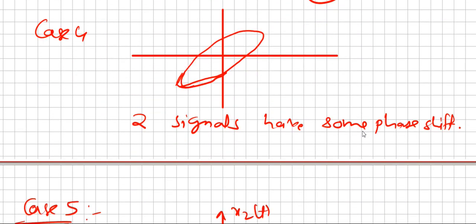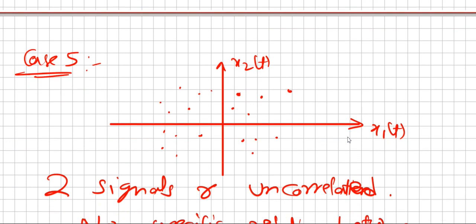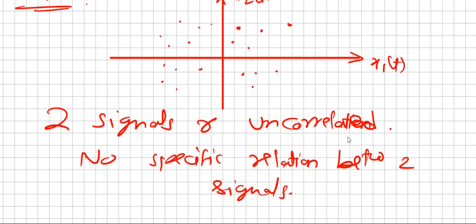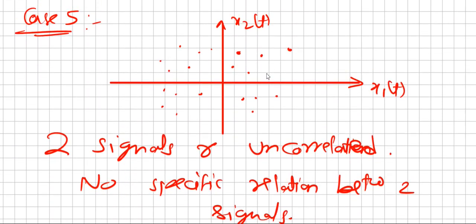Fourth, if I get an ellipse type of shape in my correlogram, then in that case the two signals have some phase shift. They have some phase shift. And if I get some scattered points in the correlogram, then they are uncorrelated and there is no specific relation between two signals. So now let's start with questions.